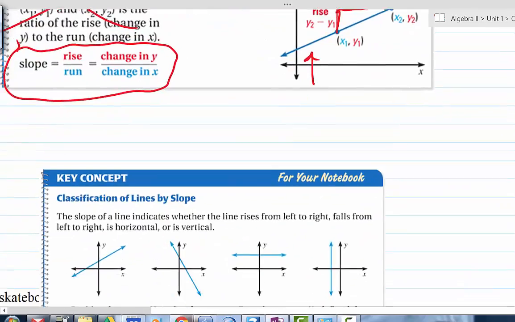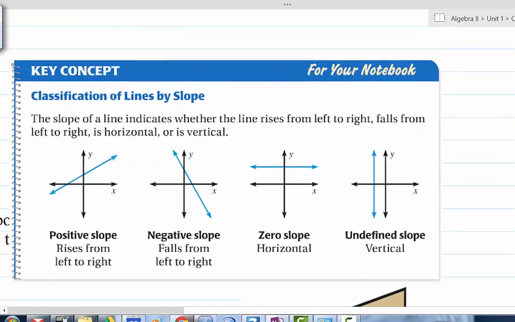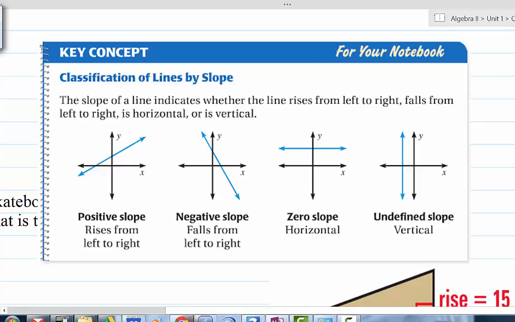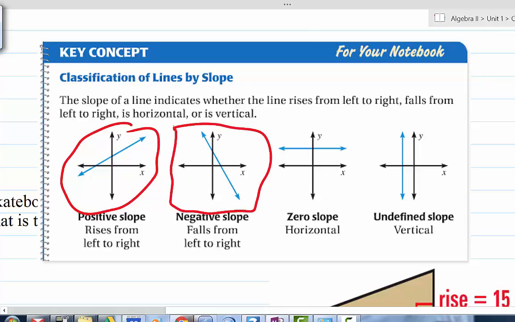I'll give you some classifications of slope here that we probably can understand. For example, it says the slope of a line indicates whether a line rises from left to right or falls from left to right. In other words, it's change in position, if you will. Positive slope, rise from left to right, right? You can have that case. Negative slope, descends from left to right. You can have that case.